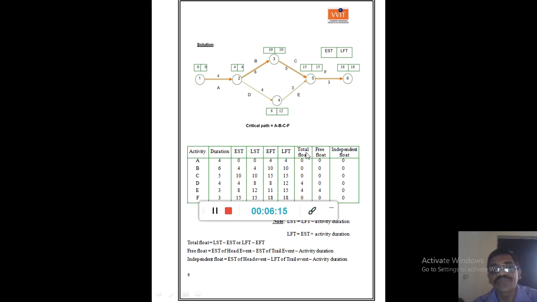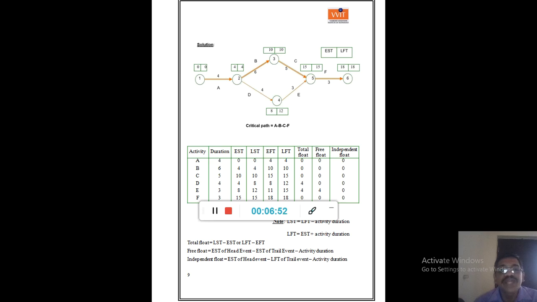Then total float. The formula for total float is LFT minus EFT. Here 10 minus 10, 0. 15 minus 15, 0. 12 minus 8, 4. 15 minus 11, 4. 18 minus 18, 0. So like that we will get the total float values. And then we have free float. Generally free float will be calculated by using the formula.